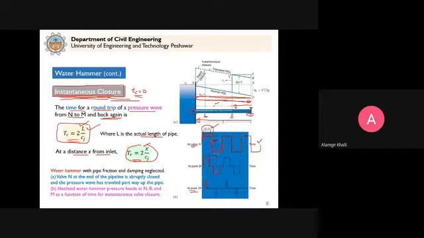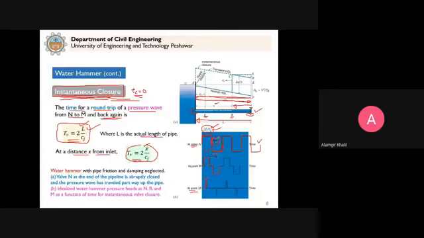So that's why for the points which are closer to the reservoir, the maximum pressure, which is given by delta P by gamma, will remain there for a short time. And as the point is further away, for example the valve, the maximum pressure will remain there for a longer period of time. So now this is clear.